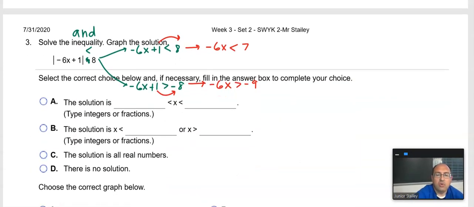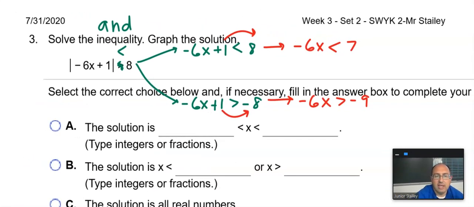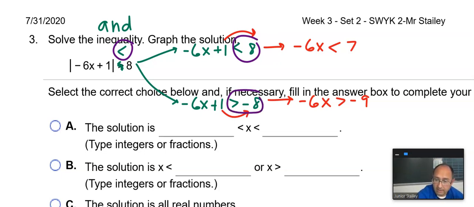Okay, so on question 3, you'll notice that I've changed it. I've changed it to an and situation by reversing the symbol, making it a less than. Once again, we're still isolated, so we can then split it apart, one being less than 8, just like the original, and one being greater than negative 8.